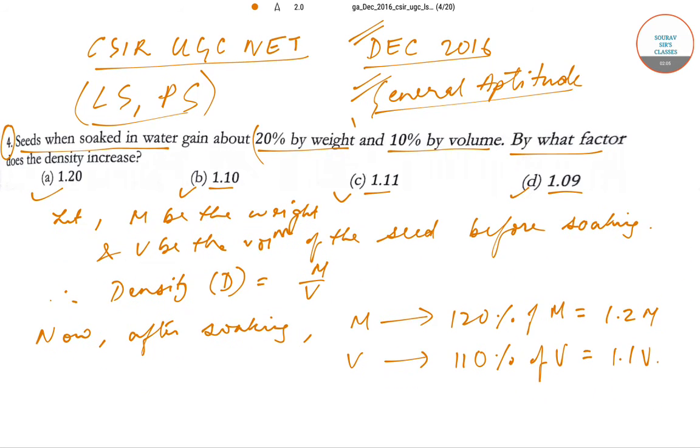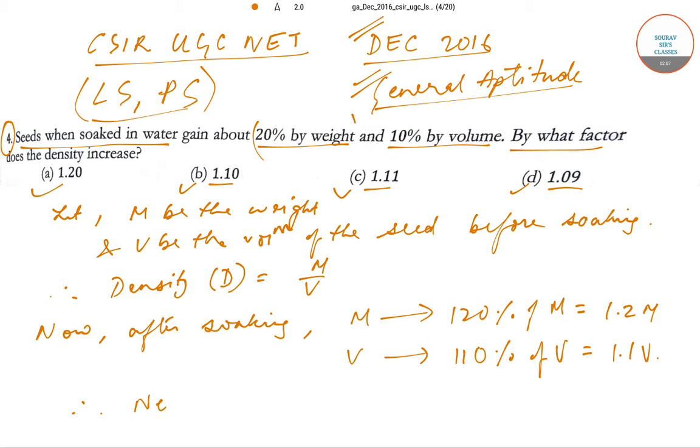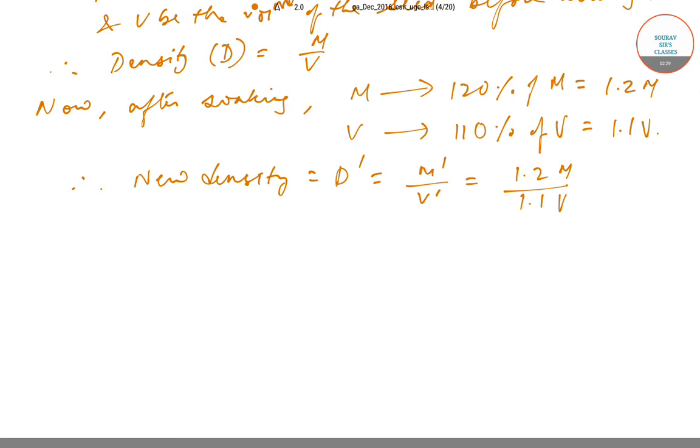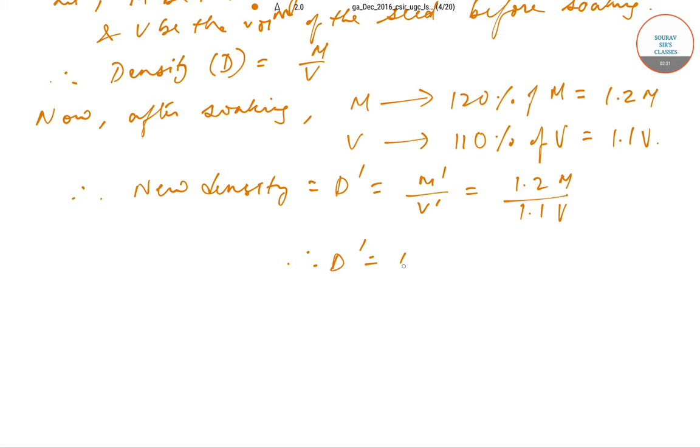So therefore the new density, which is given by D dash, is equal to M dash by V dash. M dash is equal to 1.2 M by 1.1 V. So therefore D dash becomes 1.09 M by V, which is nothing but this M by V, as we all know, is equal to D. So new density is equal to 1.09 times of the original density.